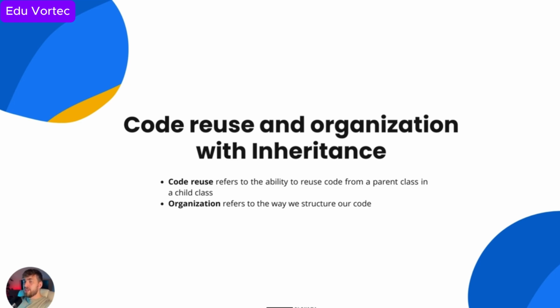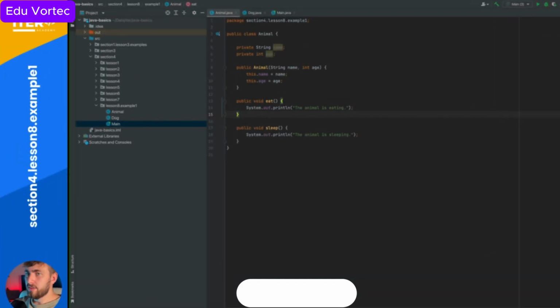Organization, on the other hand, refers to the way we structure our code. Inheritance allows us to create a hierarchical structure for our classes, making it easier for us to understand the relationships between different classes. Let's take a look at an example to see how inheritance can allow for code reuse and organization.